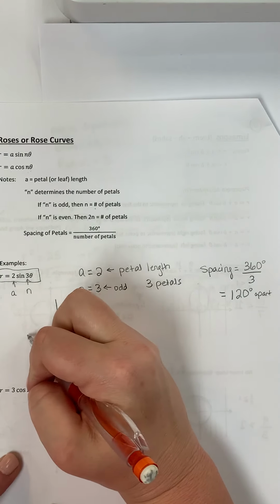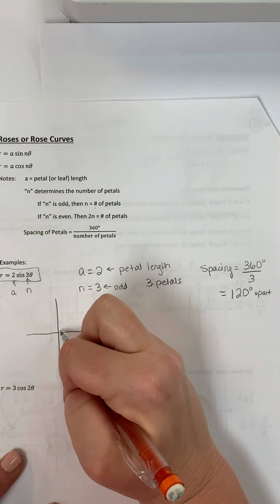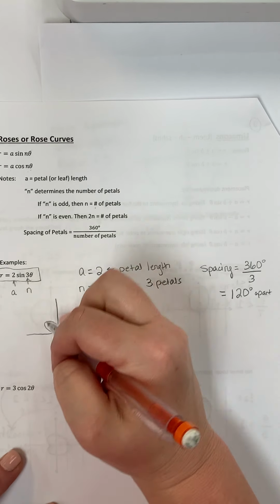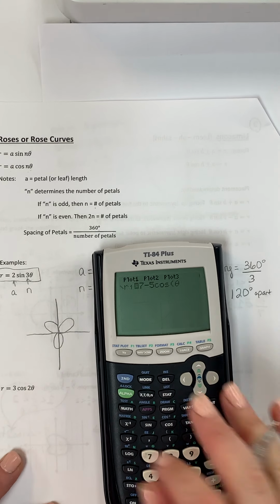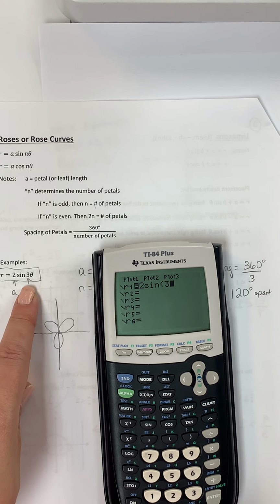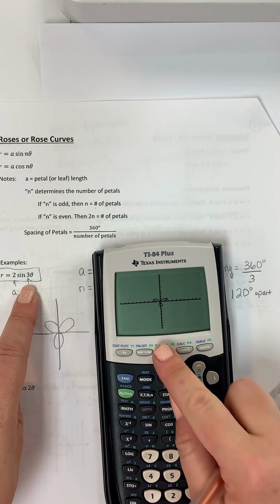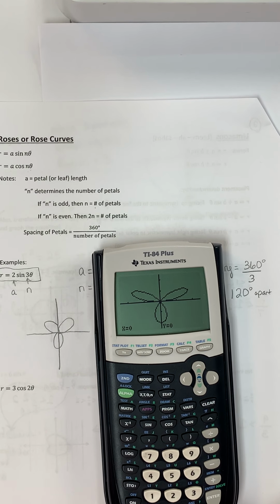All right, so let's draw our picture. And again, it doesn't have to be perfect because you're going to put it on the calculator anyway. All right, what we're looking at is something that's going to look like, there we go. There's your little rose curve, okay? Let's try to graph that on here. Clear this off. I'm going to put in 2 sine 3 theta. I hit graph. It's kind of hard to see there. What if I zoom in a little bit? There we go. How about that?